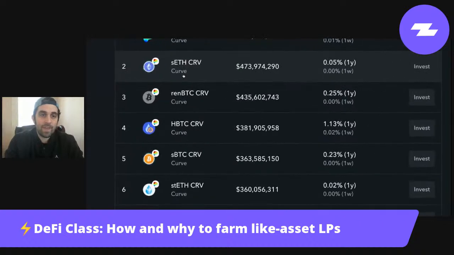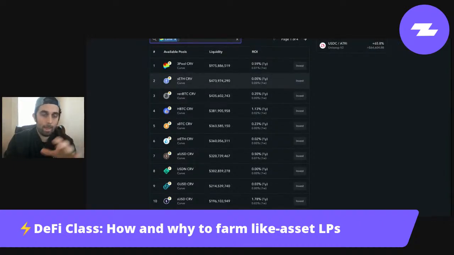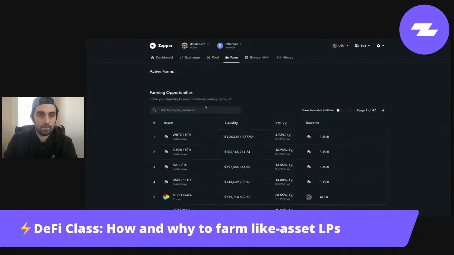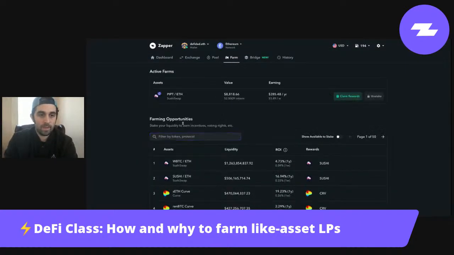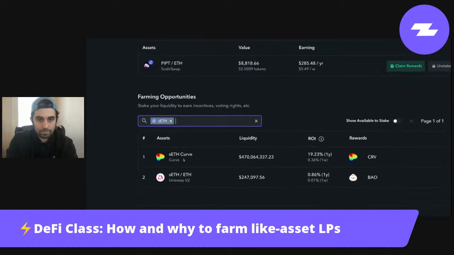There's synthetic ether as an LP. So this one has ether and synthetic ether. This is another opportunity if I want to remain exposed to the price of ether, but I want to earn market making rewards. Now, a whole other component to this is I could hop over then to the farm tab and I could look up the sETH Curve pool that we were just looking at here.